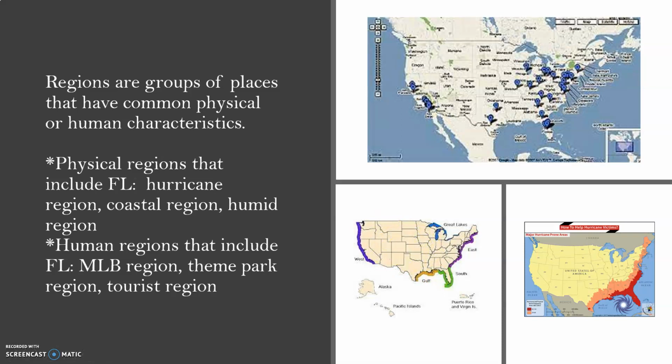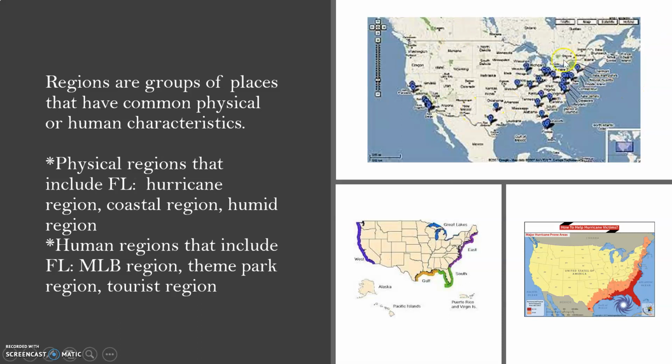You could say that we're a humid region. So again, we're looking at a physical characteristic that multiple places have. We can map that out. If we wanted to describe the region that Florida is in that's based on human characteristics, you could say that we are a Major League Baseball region. So we have the Rays, but lots of places in the United States have Major League Baseball. We're part of that region.